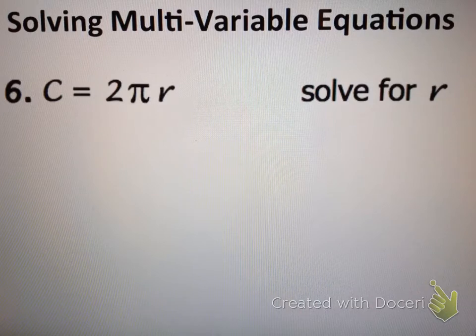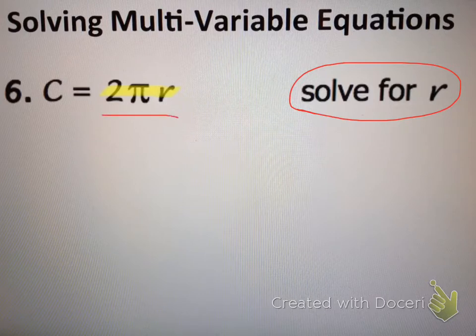At problem number 6, these start to look a little more complicated. However, we're still going to be solving this problem with one step. This problem says to solve for r. Our goal is to get r by itself. So what we see is that C is equal to 2 times pi times r. With this simple step, we're going to undo multiplication. We do that by dividing.